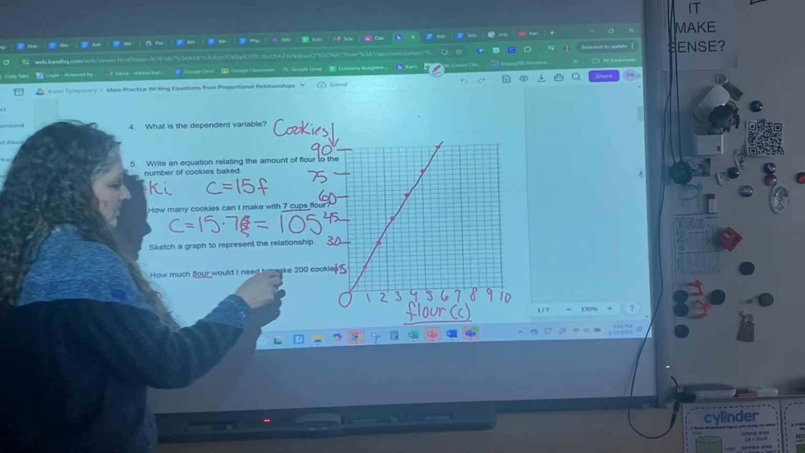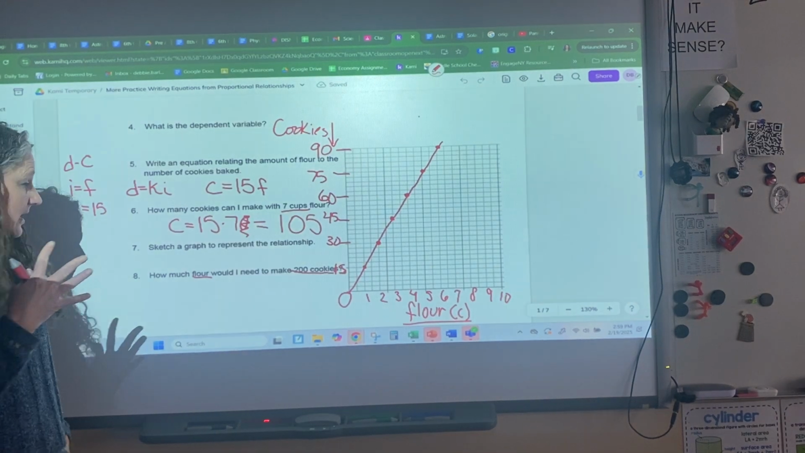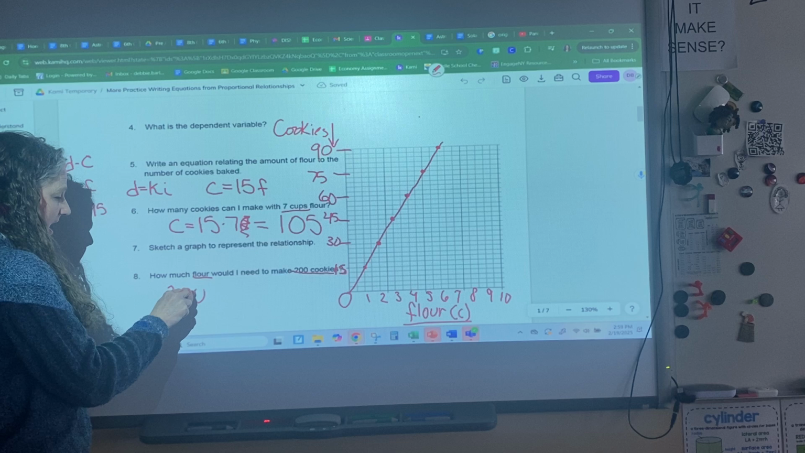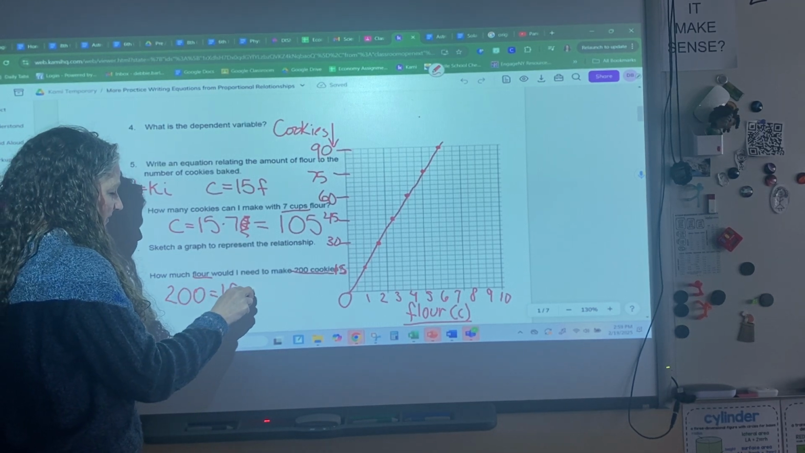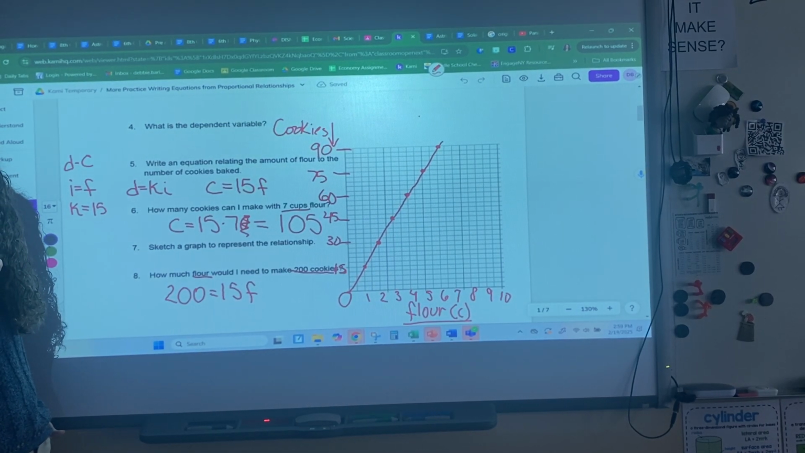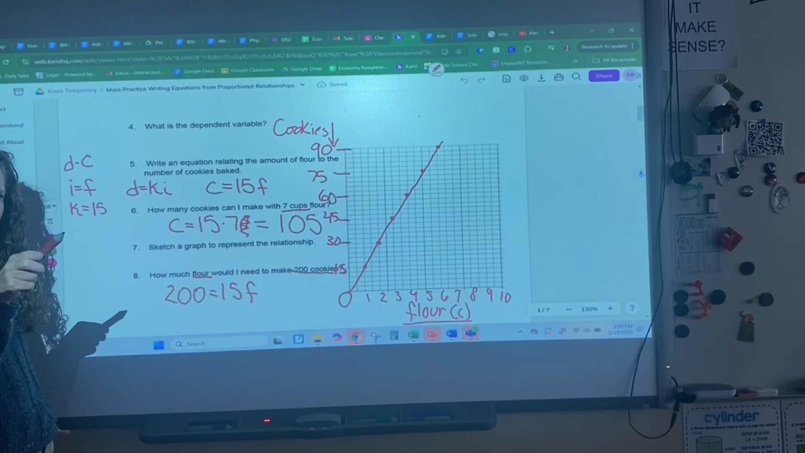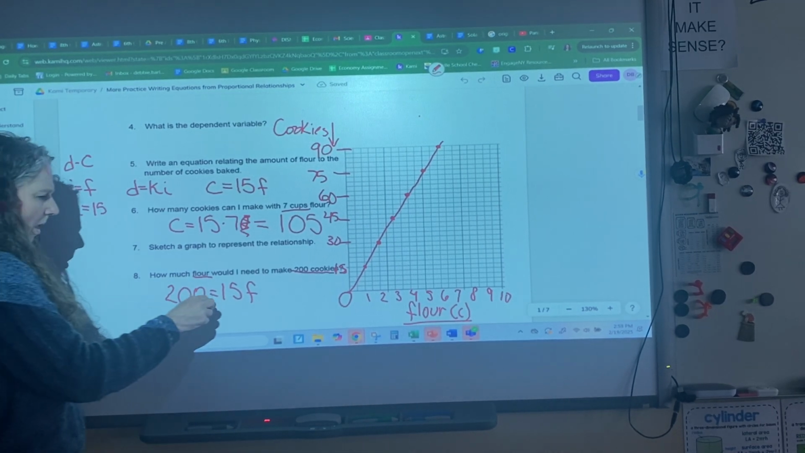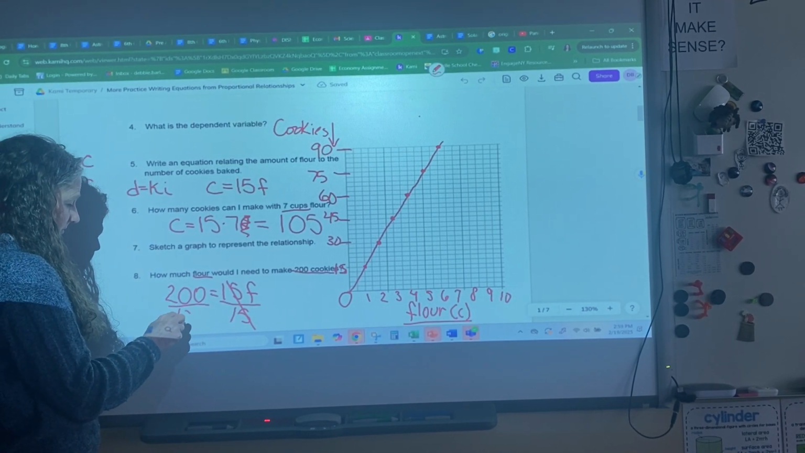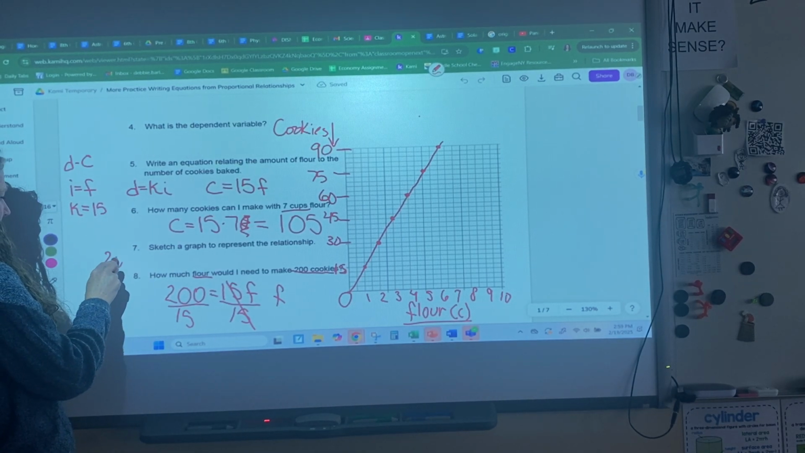Let's say I need to make 200 cookies, and I need to know how much flour I need. I know that cookies are 15 times the amount of flour. So how do I figure out how much flour I need? You just keep multiplying. There is an easier way. You divide 200 by 15. I'm going to divide both sides by 15 to get the flour alone.